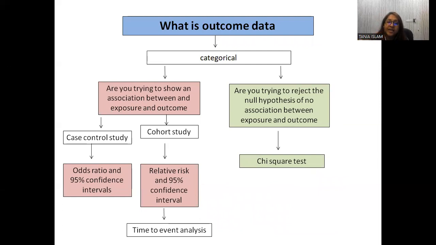For categorical data, if we want to see the association between exposure and outcome, and if it's a case control study, we normally calculate the odds ratio. If it's a cohort study, we check the relative risk and 95% confidence interval. Sometimes we do survival analysis also, a different kind of analysis. And if we want to check the hypothesis, whether there is any difference between the different group outcome and exposure, then we use the chi-square test. This is for the categorical variable.